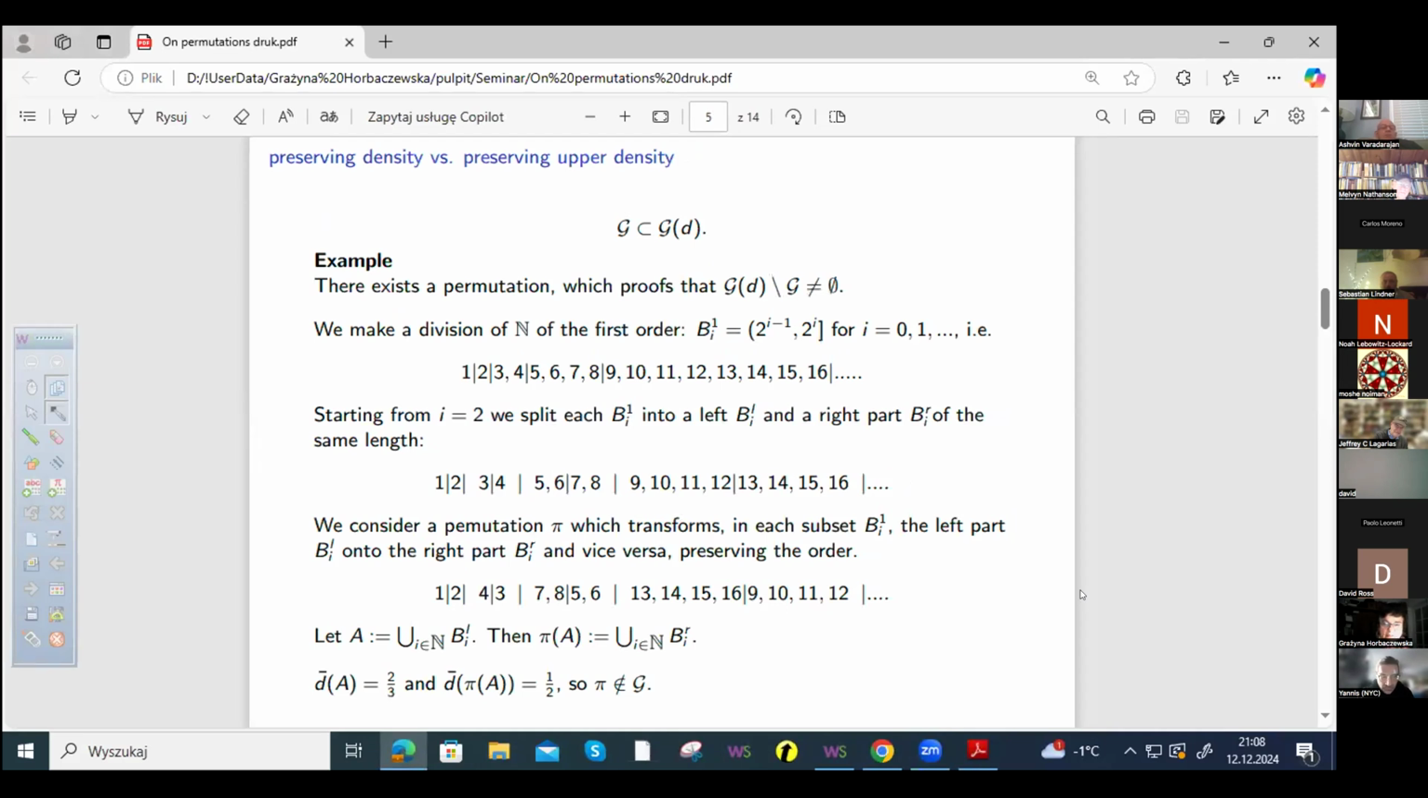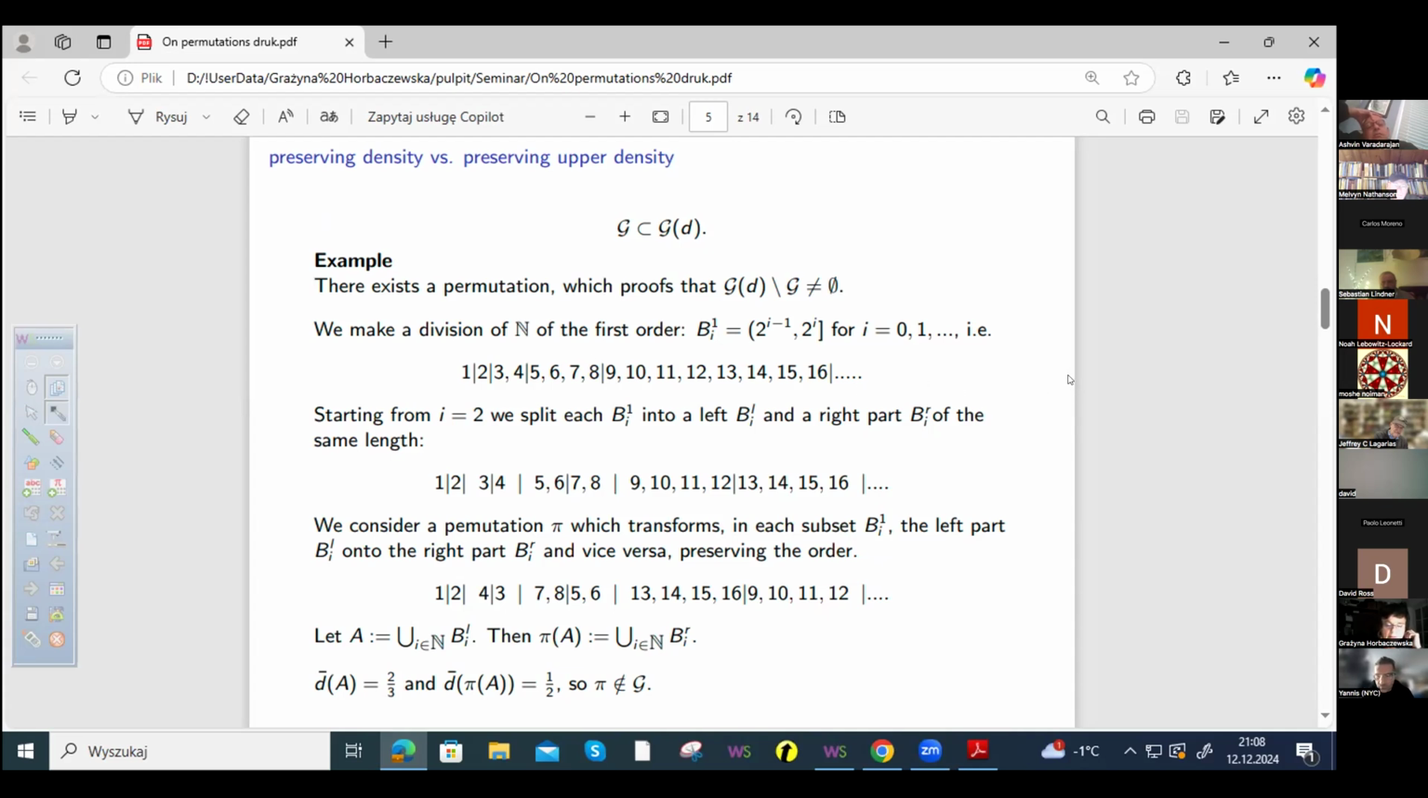So first we make a division of the first order. I'm going to explain later why I'm calling this first order. It will be clear in a sec. So we make a division, ending each set bi1 with the powers of 2. So we have sets ending at 2 to the power of 0, here we have 2 to the power of 1, 2 to the power of 2, and 2 to the power of 3, and so on.